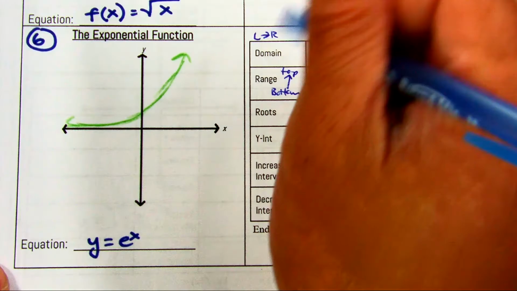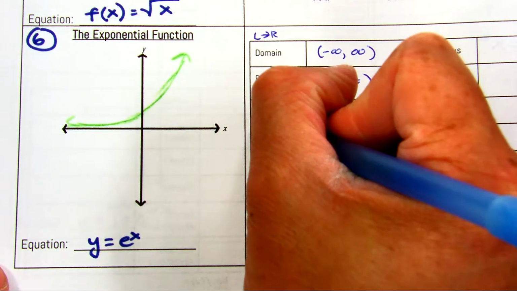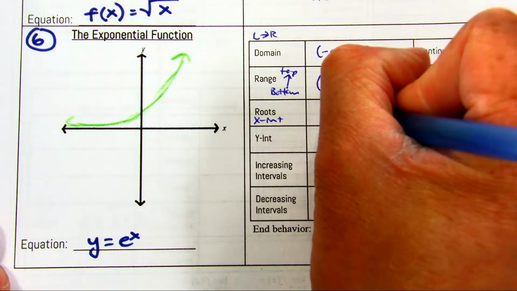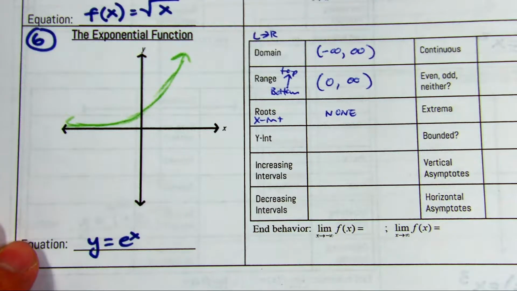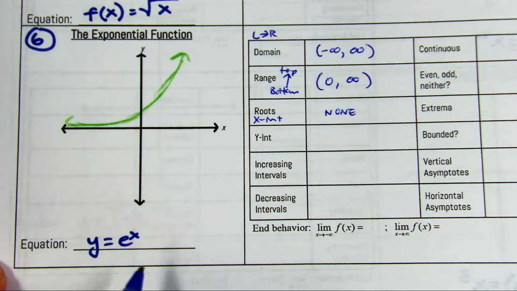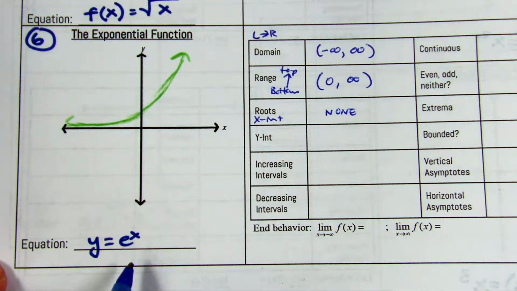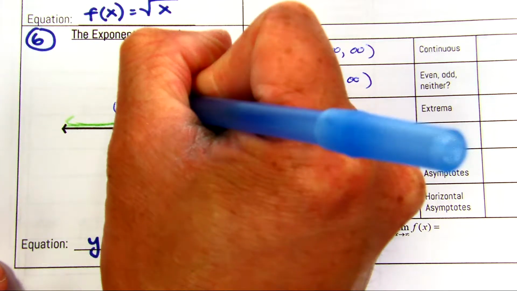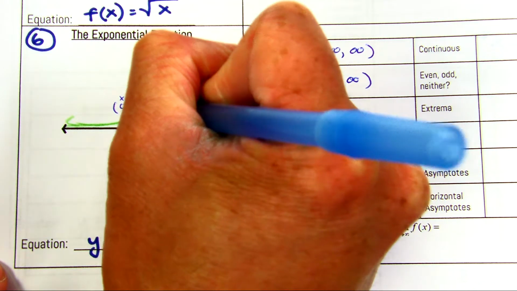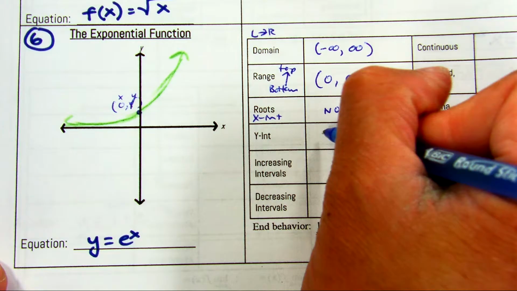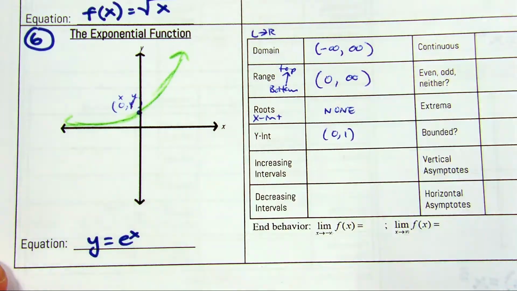Does anyone know another name for roots? X-intercepts. Do we have any x-intercepts there? None. How about a y-intercept? Okay, here's an exponent question. What's that number? 1. Yeah, if your x value is 0, you get a y value of 1, right? Anything to the 0 power equals 1. So the y-intercept is (0, 1). And of course you could have used your calculator, right?